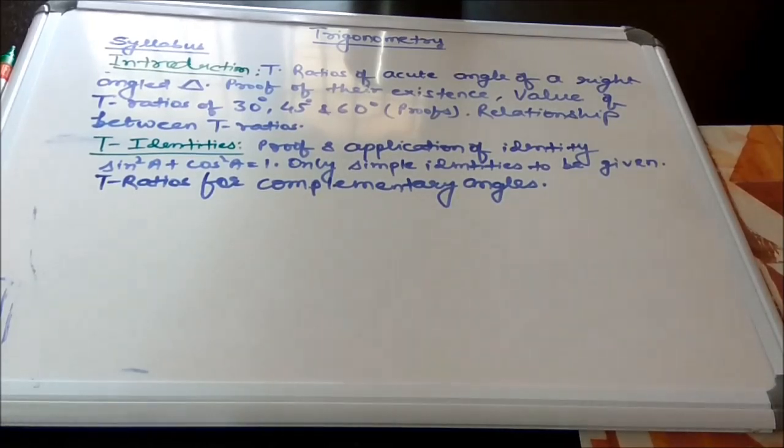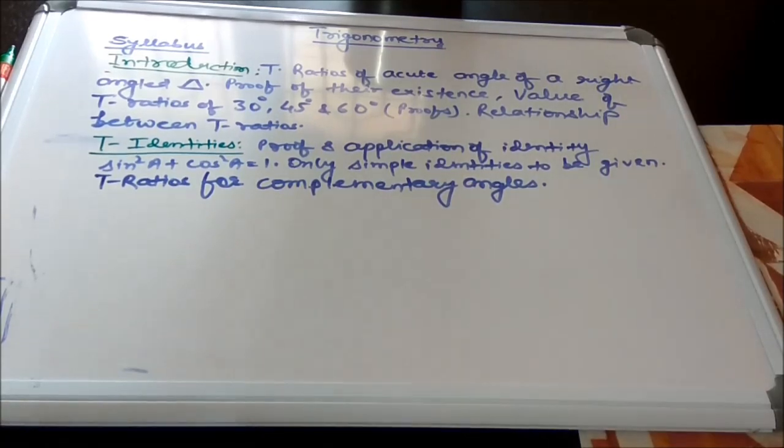So introduction, we will be covering trigonometric ratios of acute angle of a right angle triangle, proof of their existence, value of trigonometric ratios of 30 degrees, 45 degrees and 60 degrees, the proofs and relationship between trigonometric ratios. Then comes the trigonometric identities. In this part, we will be learning very simple identities, not the complex ones. And don't worry about the terms, as we go through the chapter, I will be explaining each and every term to you. So let's start.